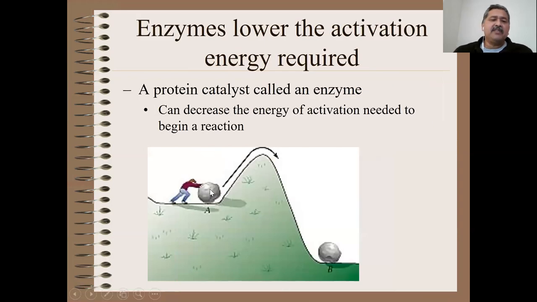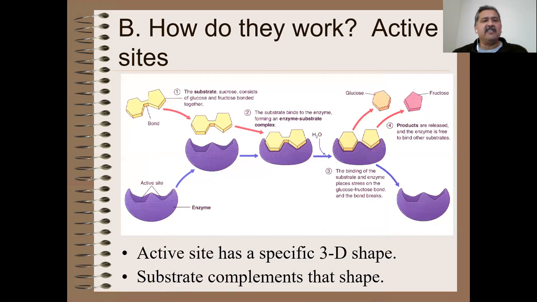Here's a guy pushing this boulder. Let's say his arch enemy is down here and he wants to squash his arch enemy with this boulder. Well, in order to get this from here to here, he's got to push the rock all the way to the top of the hill, and then take one more step and push, and then the boulder will come crashing down. But not unless he has enough energy to come down over here and push this up the hill. Remember, that's called the activation energy.